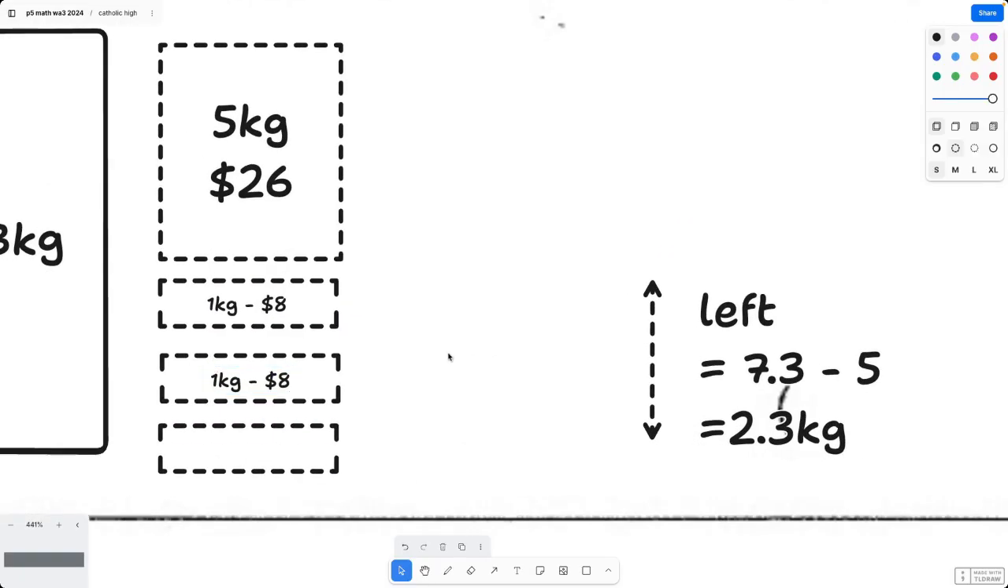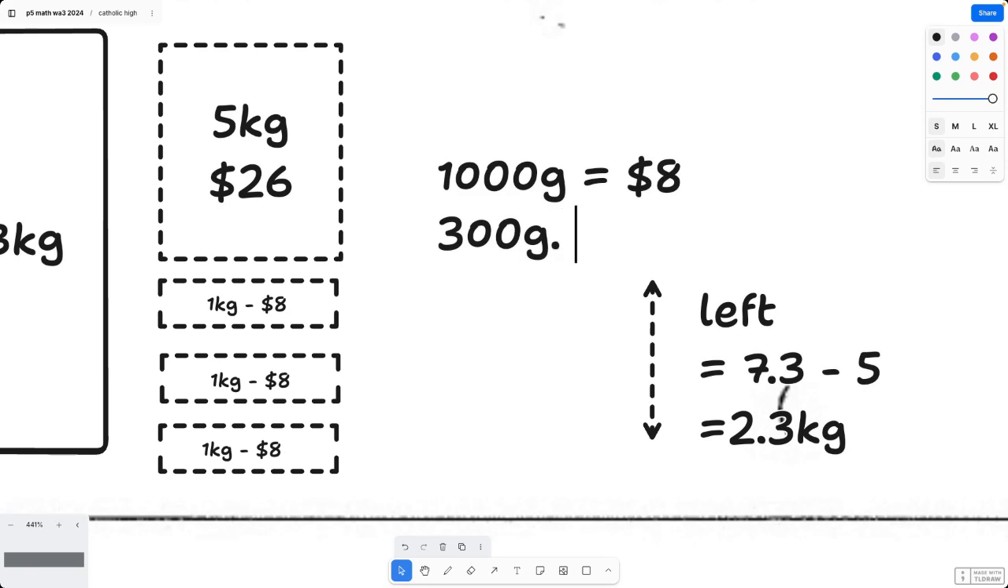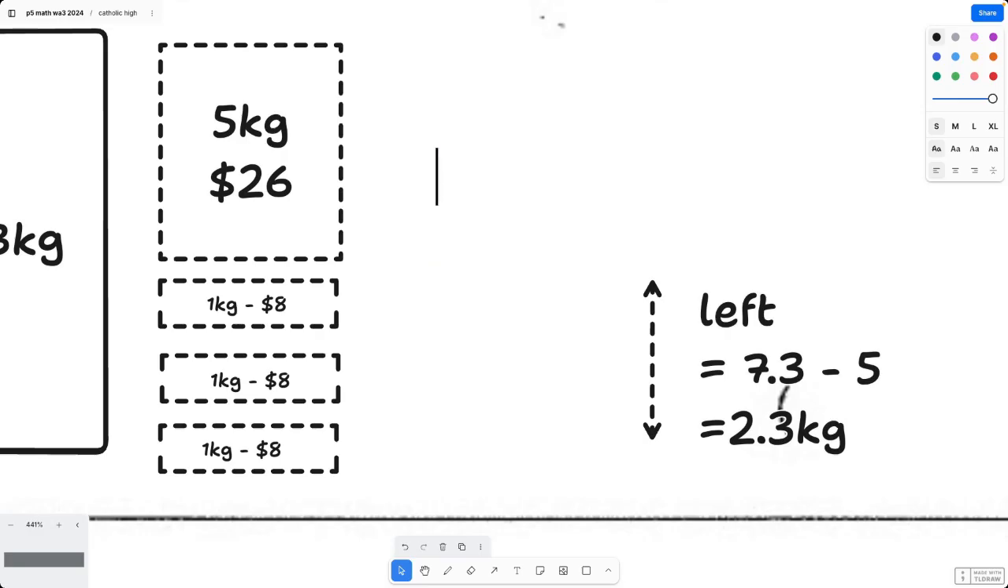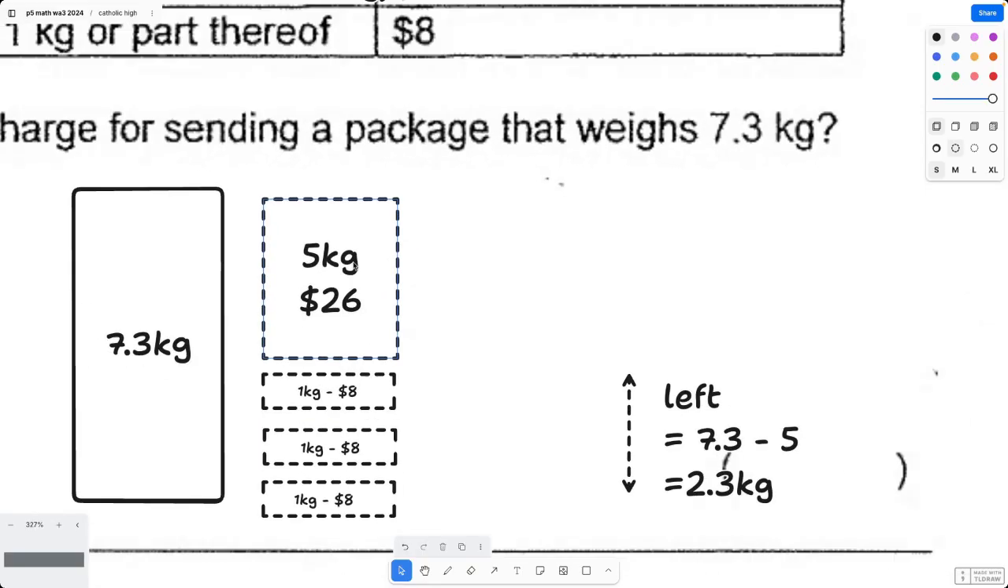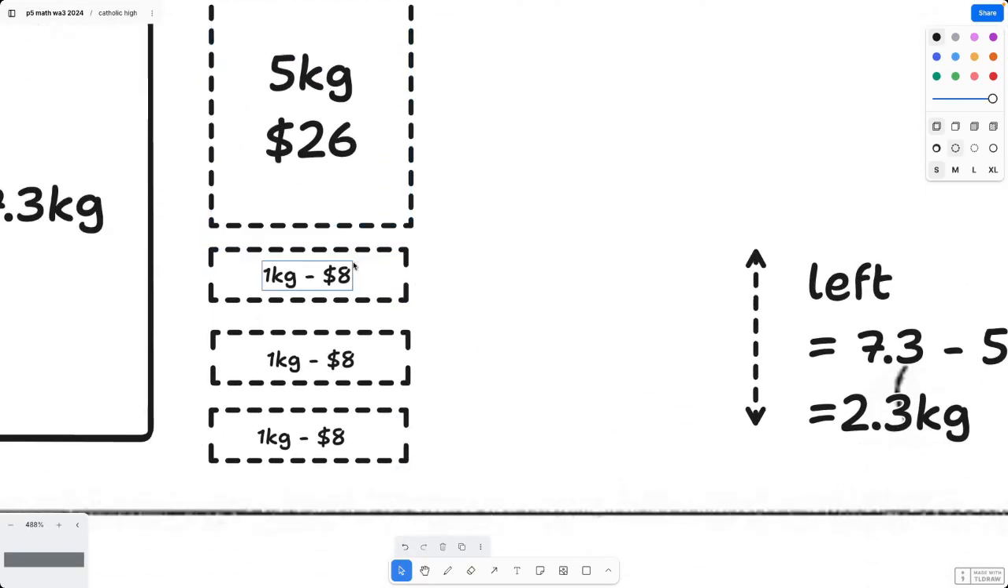So the common mistake that maybe people make is they say, oh, it's 1 kilogram, so 1000 grams is equal to $8. Then 300 grams is equal to $8 divided by 1000, right? Which is not correct. This is wrong. In this kind of situation, we don't divide at all, we just minus off accordingly.